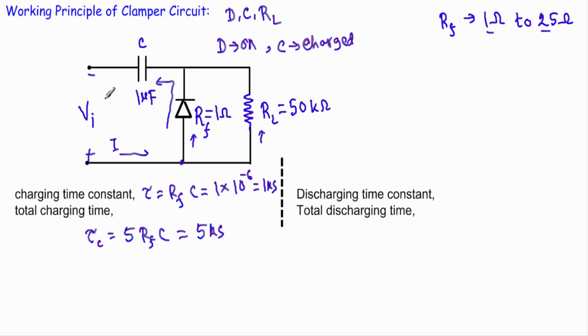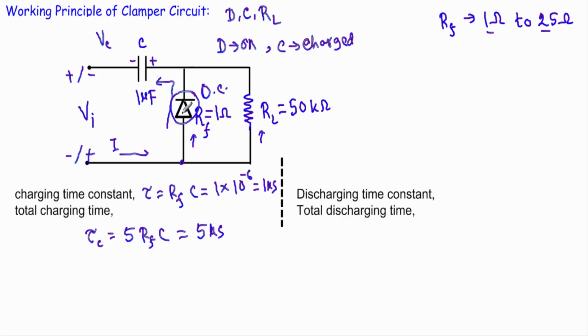Now during the positive half cycle, this terminal will be negative and this terminal will be positive, and when this diode is in reverse bias, we can replace this diode with an open circuit as if it does not exist in this circuit, and now our capacitor is holding a voltage VC across it.